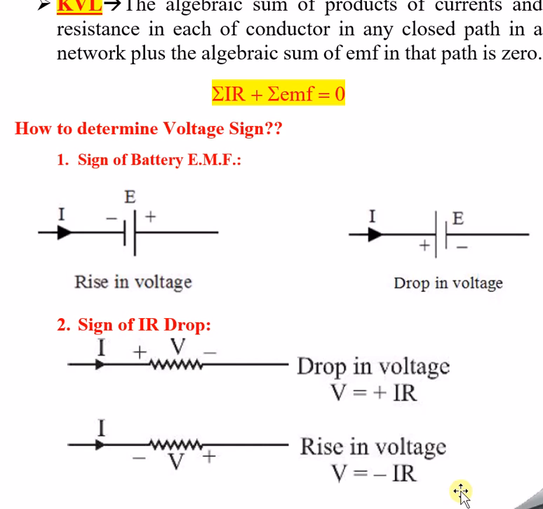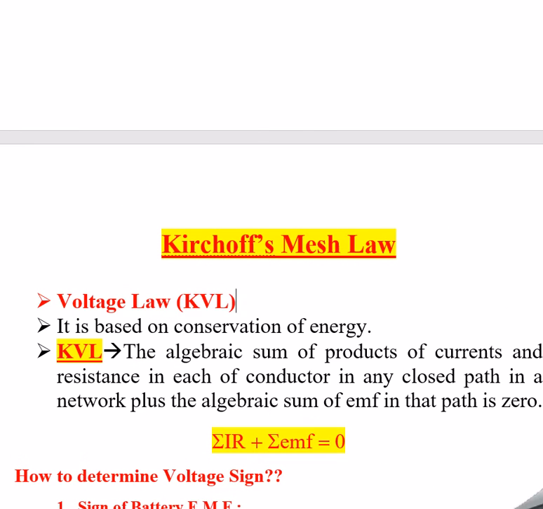So there is a rise in voltage, because you are traversing from negative to positive, so it is a rise in voltage, but it is opposite to the direction, so we have to take it as minus. If it is moving from positive to negative, there is a drop in voltage, and since it is going from positive to negative, the sign will be positive. So in this way you have to try to remember some of the conventions related to Kirchhoff's laws.